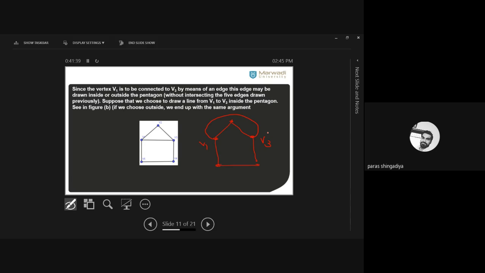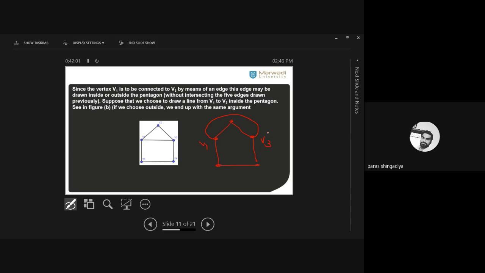Okay, so suppose here, let's connect V1 and V3 inside the region, inside the pentagon, and see this second graph. That is graph B. And if we choose outside the region, we end up with the same conclusion, the same argument at last.